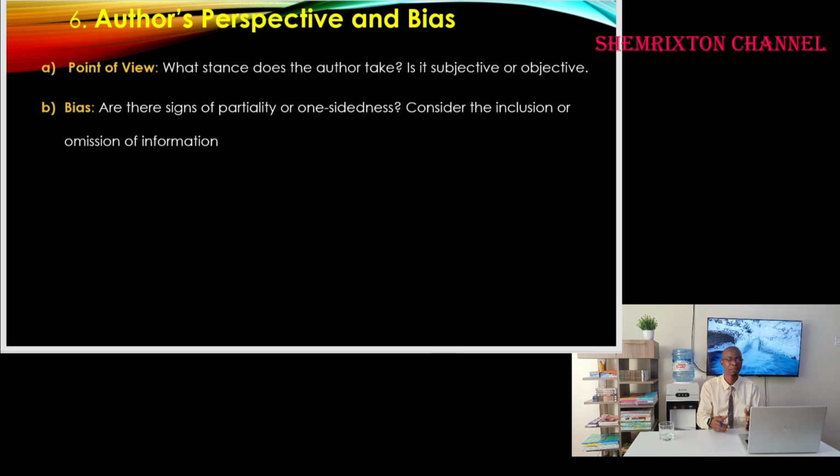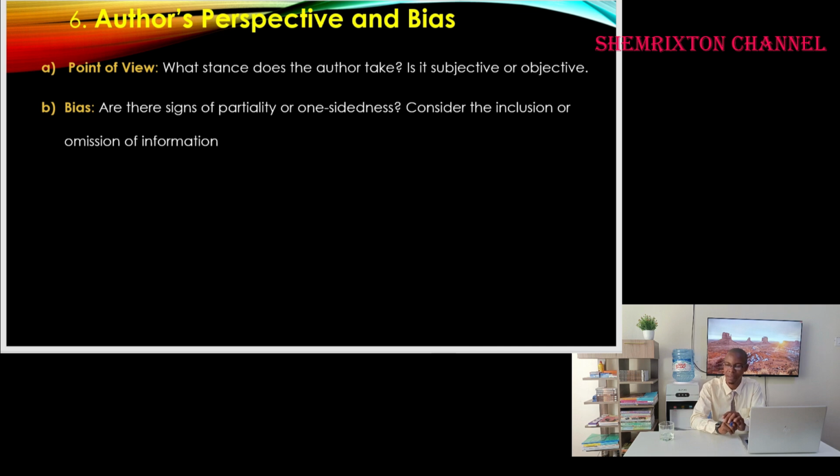The second point is bias. So, look at the signs of partiality or one-sided writing. What about the author's claim? How does the author bring the story? So you need to consider the inclusion or omission of information. Is the author very inclusive, or is the author only bringing a side of the story?